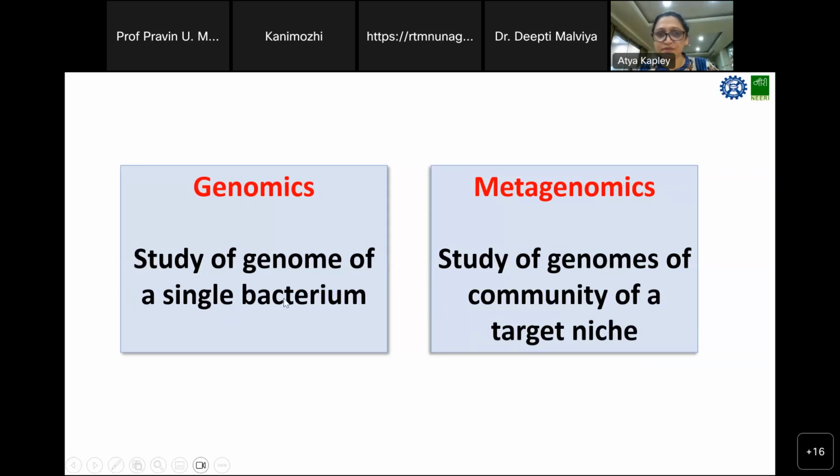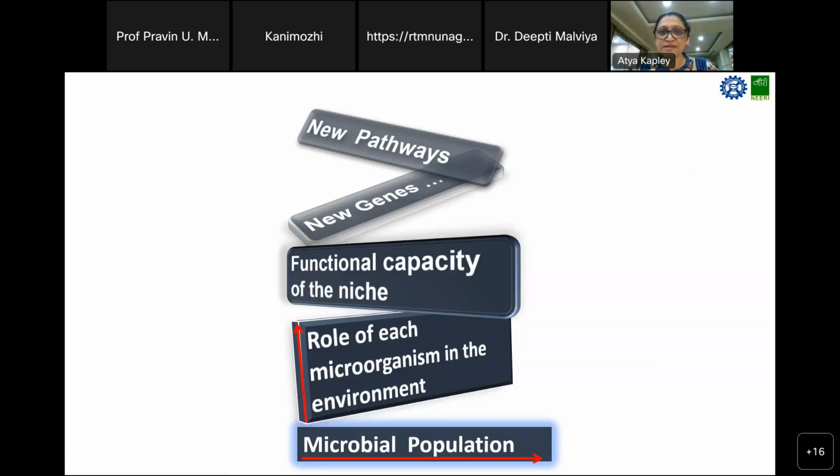So like I said, there is a difference. Don't get confused between genomics and metagenomics. This is a single bacterium and this is a community. So what it gives us is, it tells us what kind of microbial population is there, what is the role of each microorganism in the environment, what is the functional capacity, what are the new genes and new pathways that we don't know. All the microbiologists in this group will know that today only 5% of our microbial diversity is reported. The remaining 95% we don't know. So there could be new pathways, new genes in the environment that we don't know, which metagenome will give you an answer.